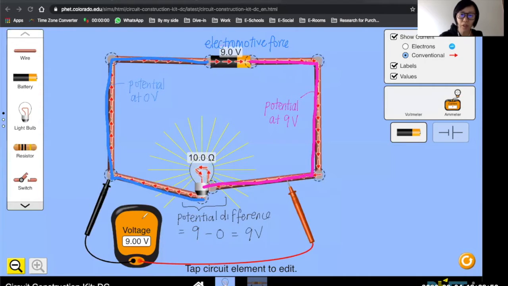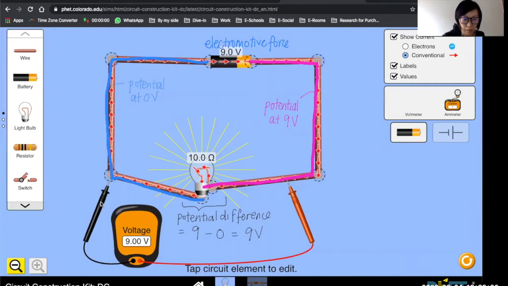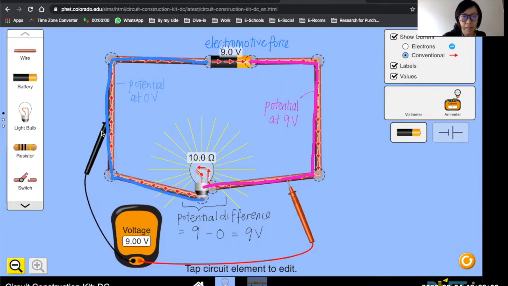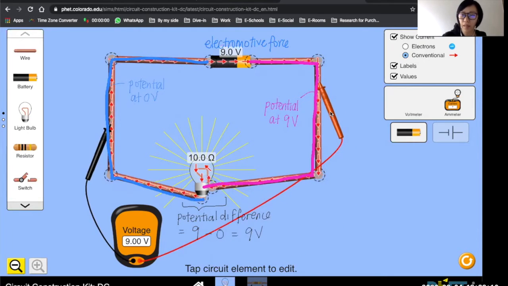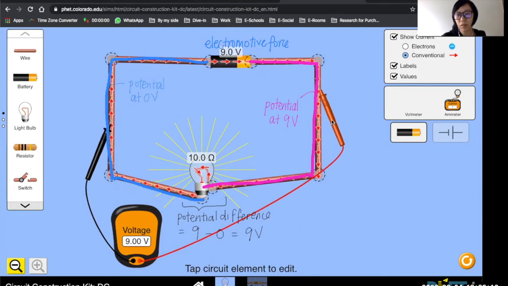When you measure using a voltmeter, which I have here, a digital voltmeter, as long as I place one terminal of the voltmeter on the blue wire and the other terminal on the pink wire, I will have a potential difference of 9 volts. So that's the idea of what potential difference means.